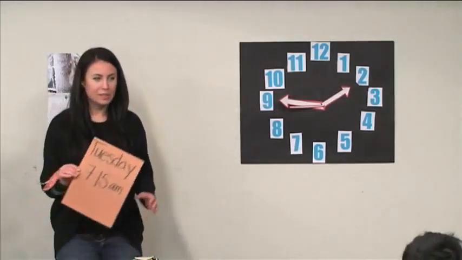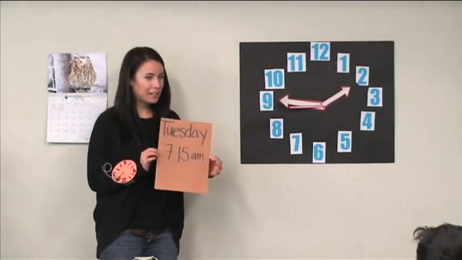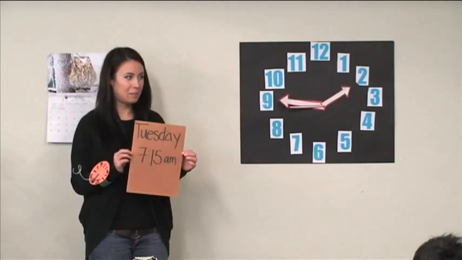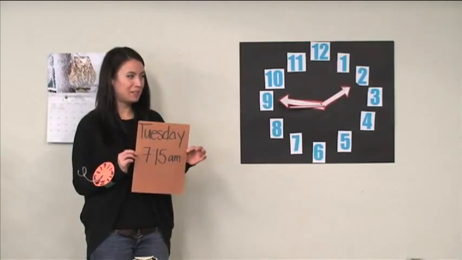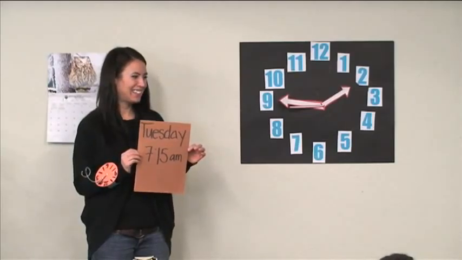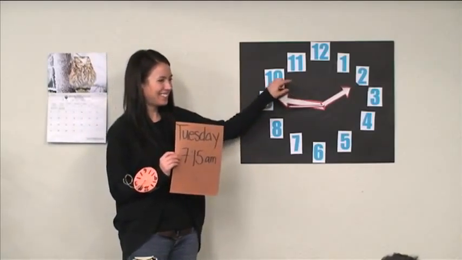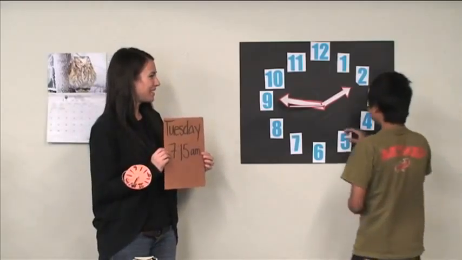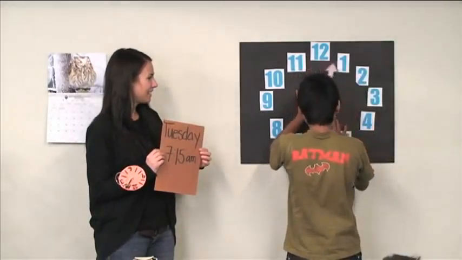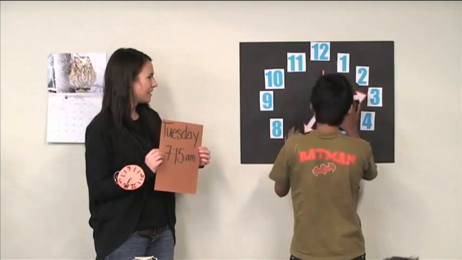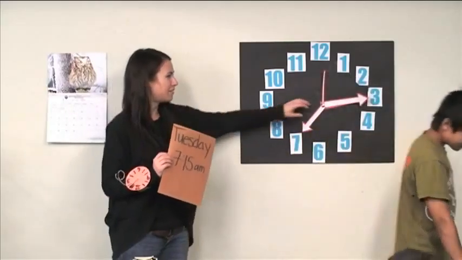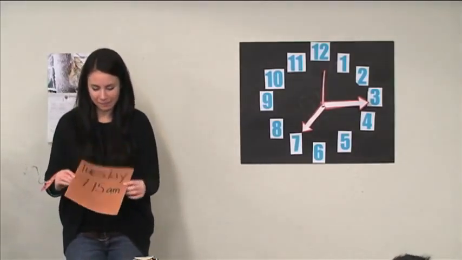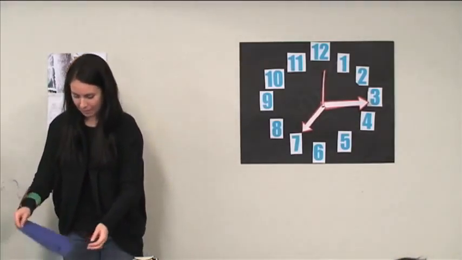If we don't want to be late, we don't want to miss our bus, on Tuesday at 7:15 a.m. Sarah, could you show us what your watch would look like? No? Could you show us on this one? Do you want me to help you? 7:15. Good job. So 7:15 a.m. Don't forget to say a.m. and p.m. so we'll know what time it is.